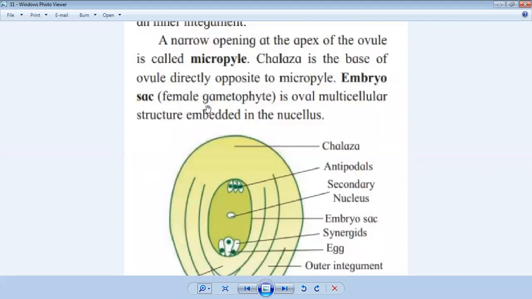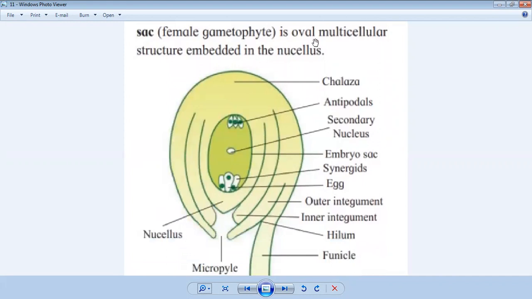Then the embryo sac, that is a female gametophyte, is an oval multicellular structure which is embedded in the nucellus. The embryo sac has been given the name the female gametophyte. The female gametophyte is an oval multicellular structure which is embedded inside the nucellus. Inside the nucellus there is an oval-shaped structure, and this oval-shaped structure is called the embryo sac.